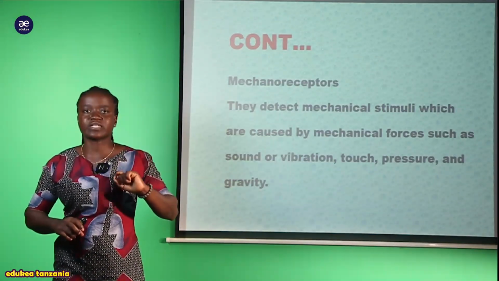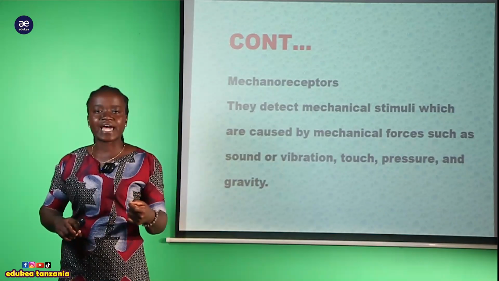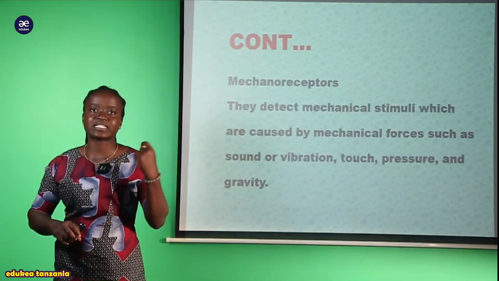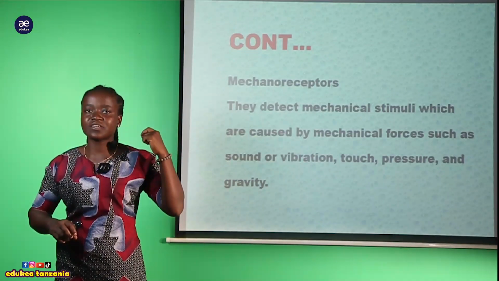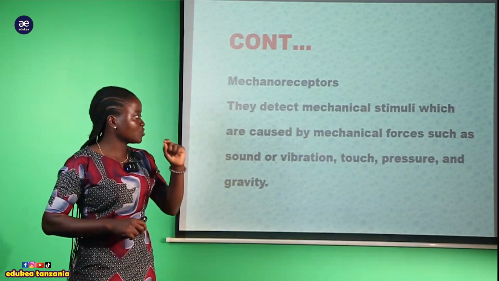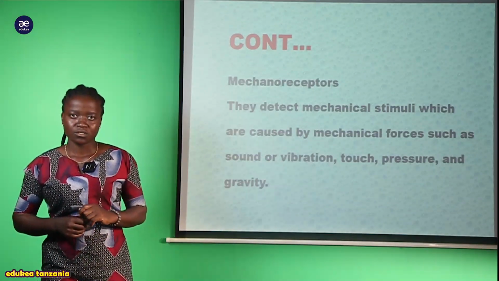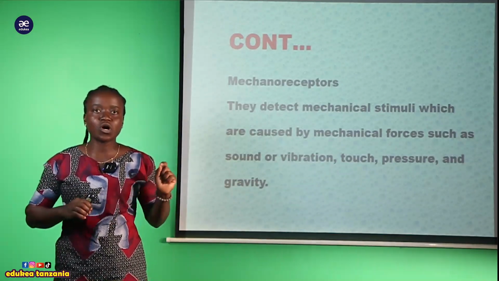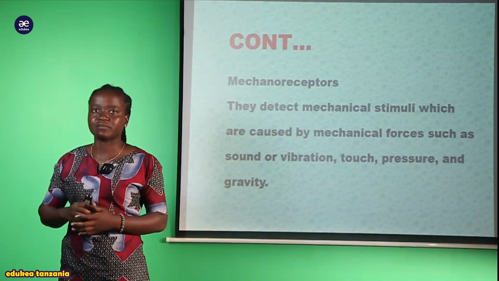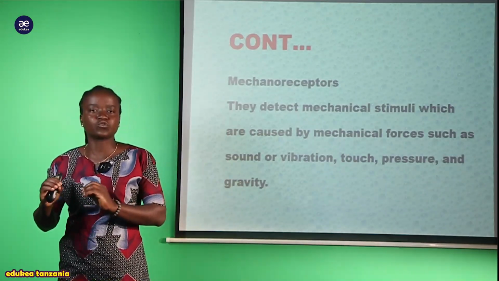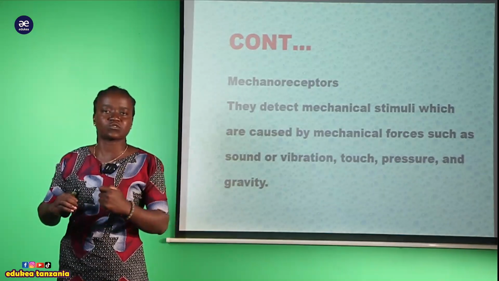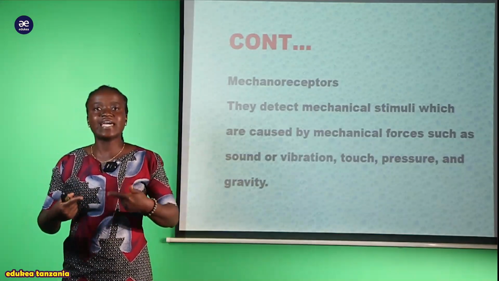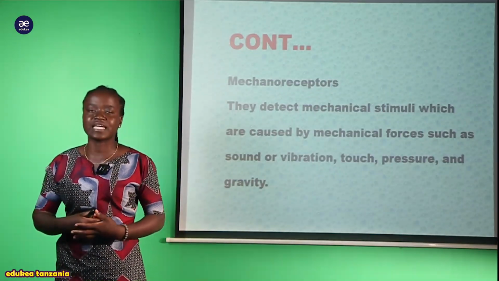Kwa sauti yoyote unaisikia mpaka wewe unakuwa na uwezo wa kurecognize hii ni sauti ya ndege is due to the presence of this mechanoreceptor that is found within your ears. And not only that, we have touch. You know that you can sense the texture of different kinds of things because of this receptor, that is the mechanoreceptor. Unaweza ukahisi hapa nimeshikwa na mtu fulani, au nimegusa kitu fulani, is due to the presence of this mechanoreceptor that detects any kind of changes that occur within the environment.